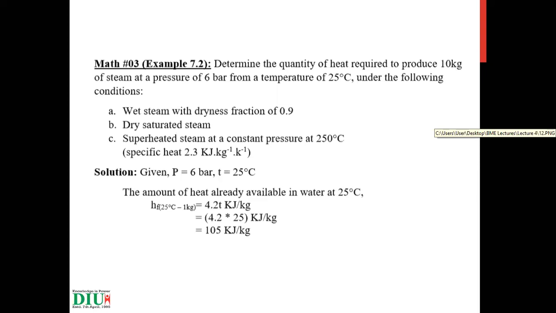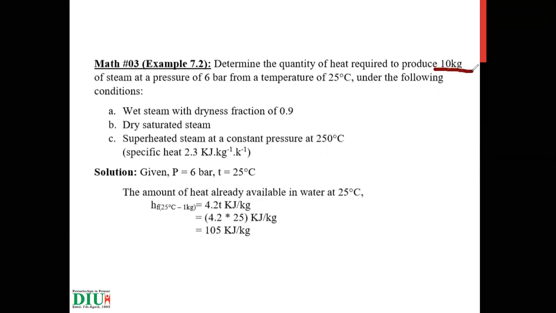So let me start. Determine the quantity of heat required to produce 10 kg of steam. 10 kg, so you are told to find out for 10 kg. So what will we do? A similar process, we'll calculate for 1 kg, and finally we'll just multiply with 10 kg. That will be our strategy from the very beginning.